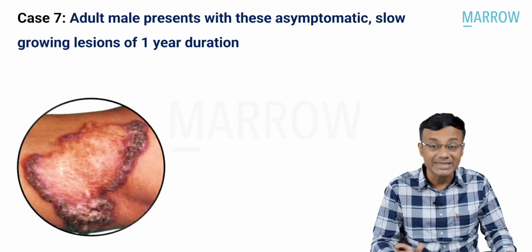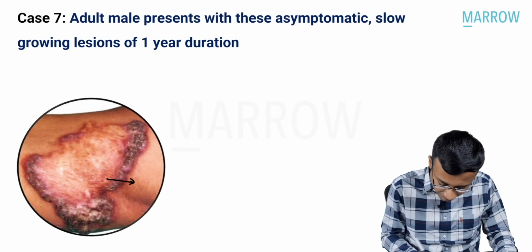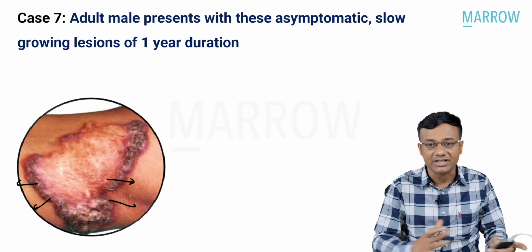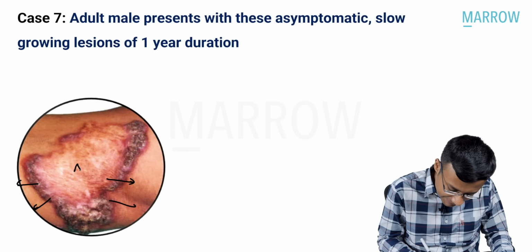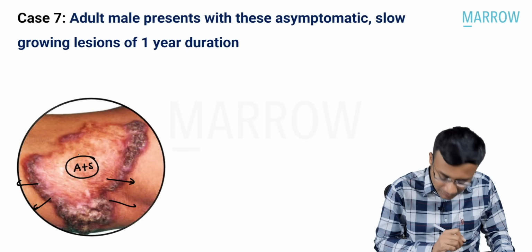So what do we see in the picture? You can see a plaque, and you can see it's an infiltrated plaque. You can see a gradually enlarging plaque, point number 1. Point number 2, you can see the central atrophy plus scarring. You can see there's a lot of scarring.